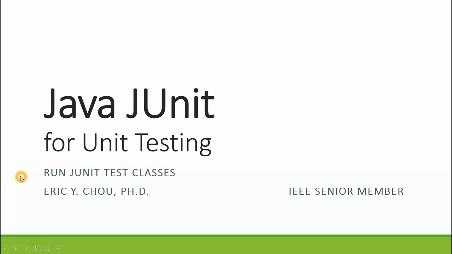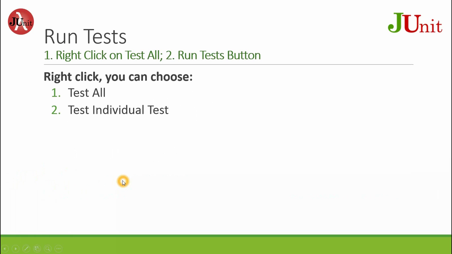Following the previous lecture, in this lecture, I'm going to show you how to set up the JUnit test classes. Second part, run JUnit test. How to run the test? We have two ways to run it. First, right-click on the test class and choose test all. Second, use the run test button. And by right-click, you can choose test all or test an individual test.